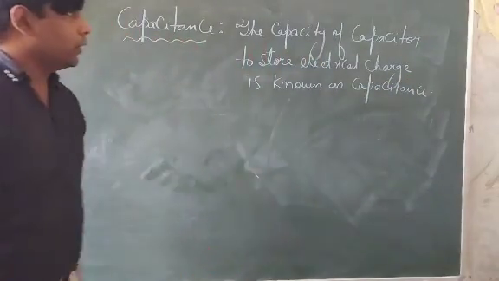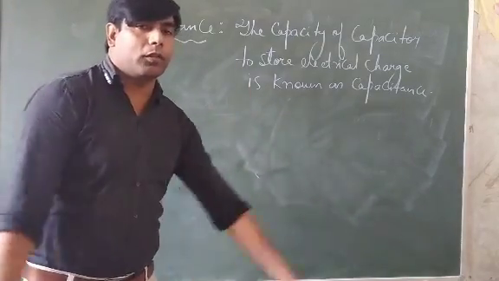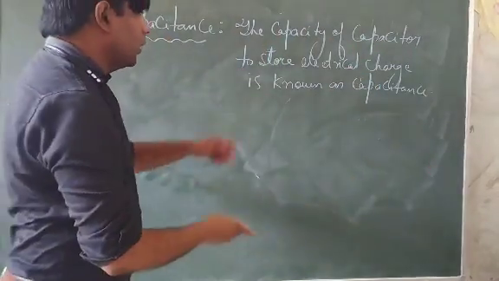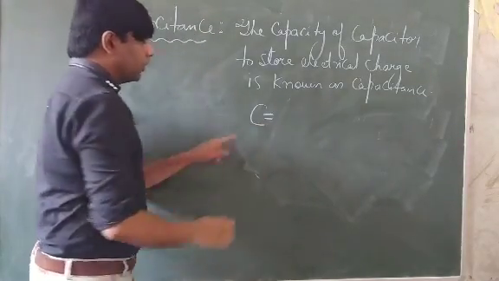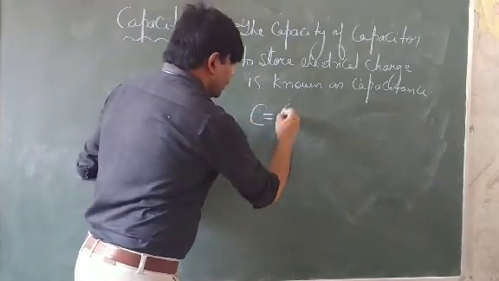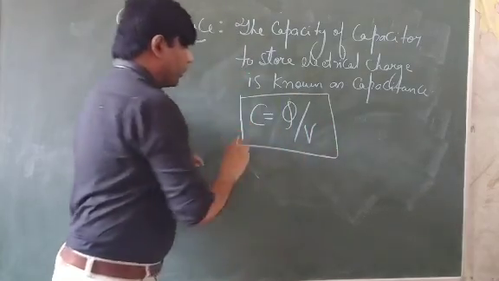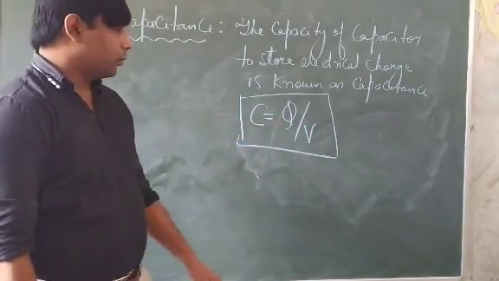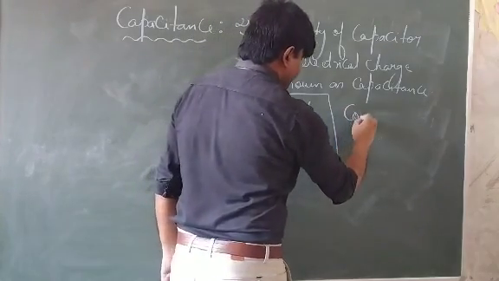The capacity of a capacitor to store electric charge is known as capacitance, which is a measurable quantity. So it is a physical quantity, right? By the formula, it is denoted by C, capacitance, and C is equal to Q by V. This is the formula. That is, capacitance is equal to charge divided by potential. And the unit of charge is what? That is coulomb.